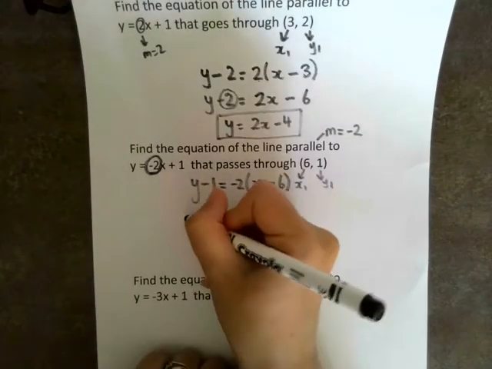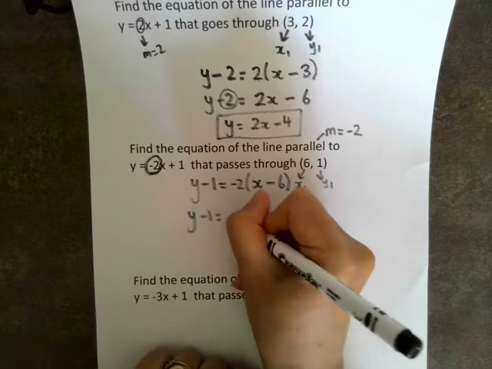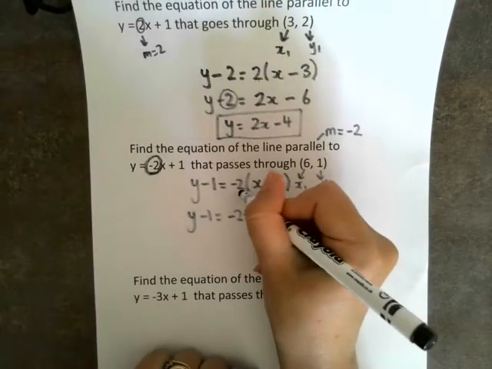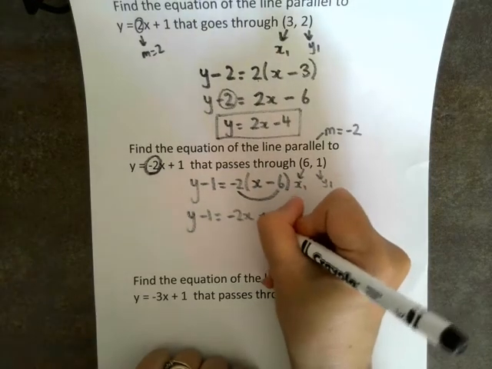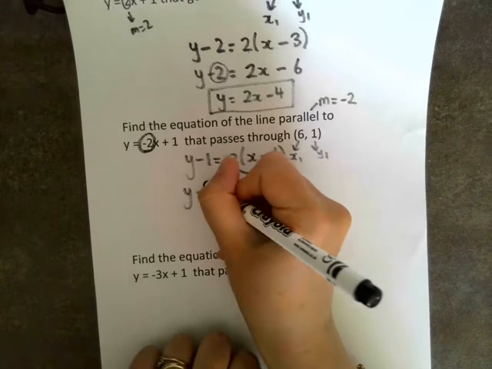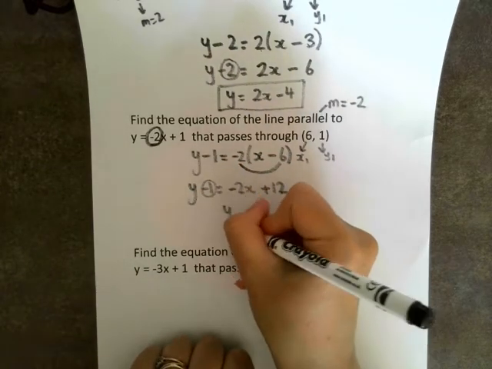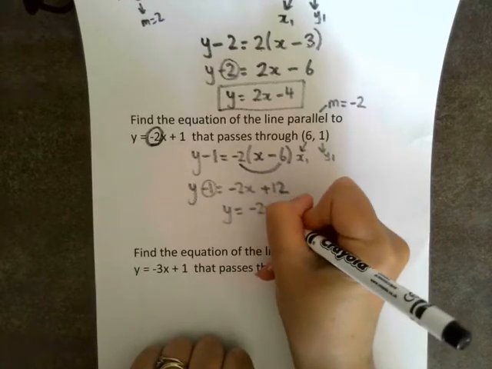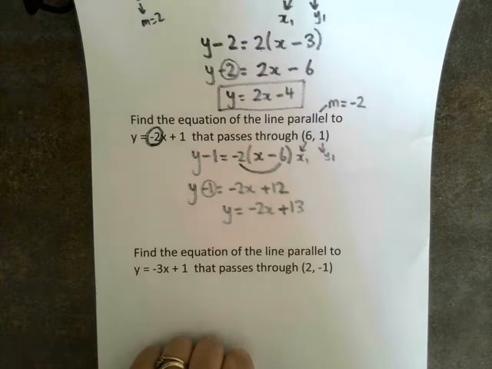Expanding your brackets now, we've got minus 2 times x is minus 2x, and just be careful, minus 2 times minus 6 is going to make it positive 12, because it's a negative times a negative. The last step is to get rid of the minus 1, and to do that I need to add 1. So it would be y equals minus 2x, 12 add 1 is 13, so plus 13.